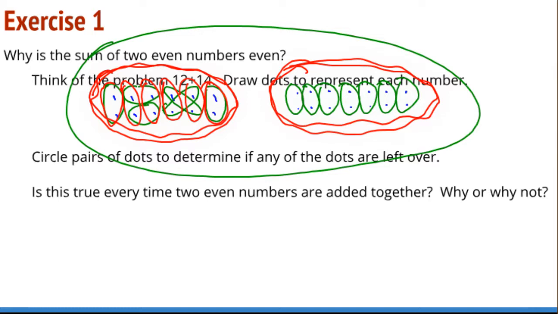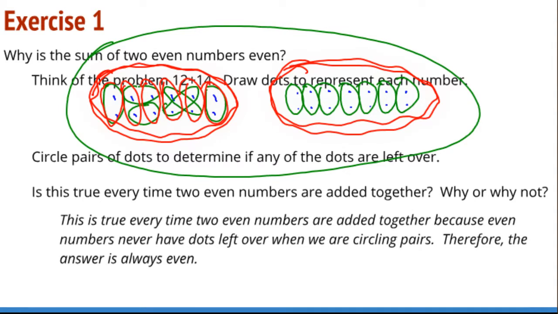Now the question is, will this be true every time I add 2 even numbers together? Did we just get lucky with 12 and 14 that it just happened to work out that way? What if I randomly pick 2 other even numbers and add them together? Will they also add up and be even and have no leftovers? This would be a time to pause, think that question through, and think about how you would explain that. Not with giving examples, but actually looking at the model here and seeing what is happening. And the answer is, this is true every time. Every time we add 2 even numbers together, we will get another even number because we'll never have dots left over when we are making pairs. Therefore, the answer will always be even.